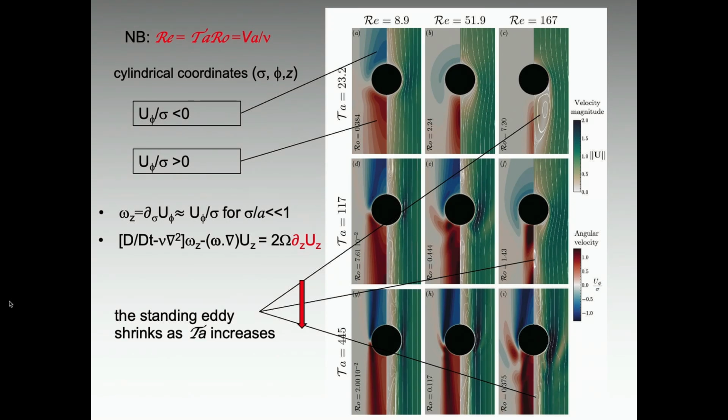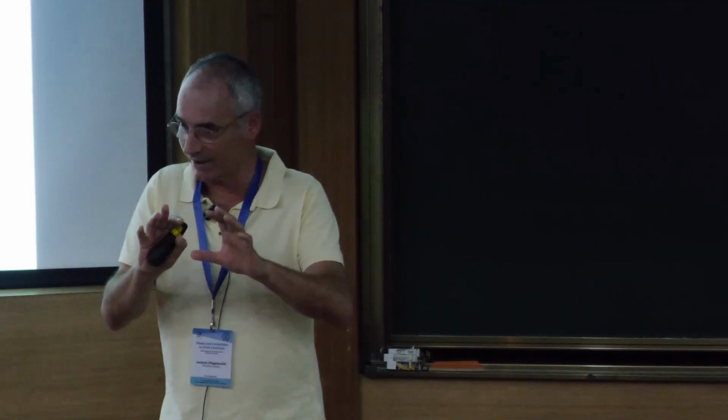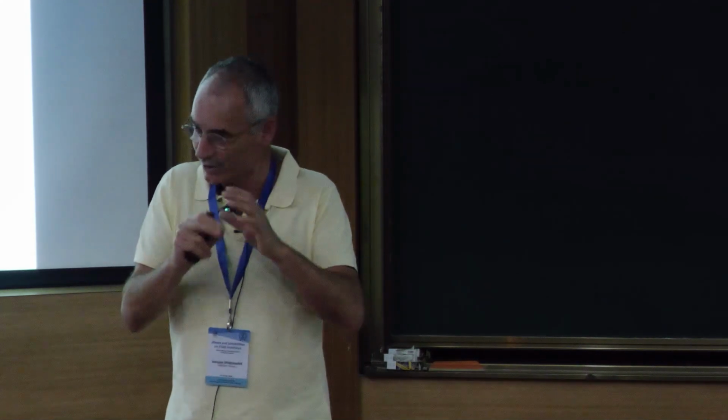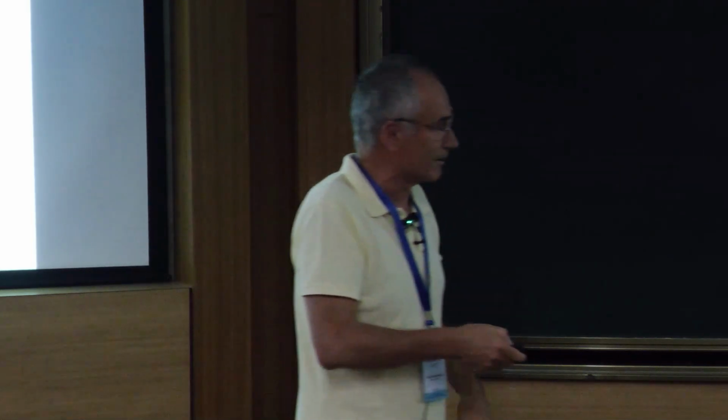For instance, if you consider the highest Reynolds number here and you increase the rotation rate from top to bottom, you see the classical standing eddy, which shrinks little by little as the rotation increases. And at the end, for the largest rotation rate, there is no standing eddy at all. So the wake structure you are familiar with, you have to forget it. In a rapidly rotating flow, it doesn't exist anymore. There is no attached eddy in a rapidly rotating flow.